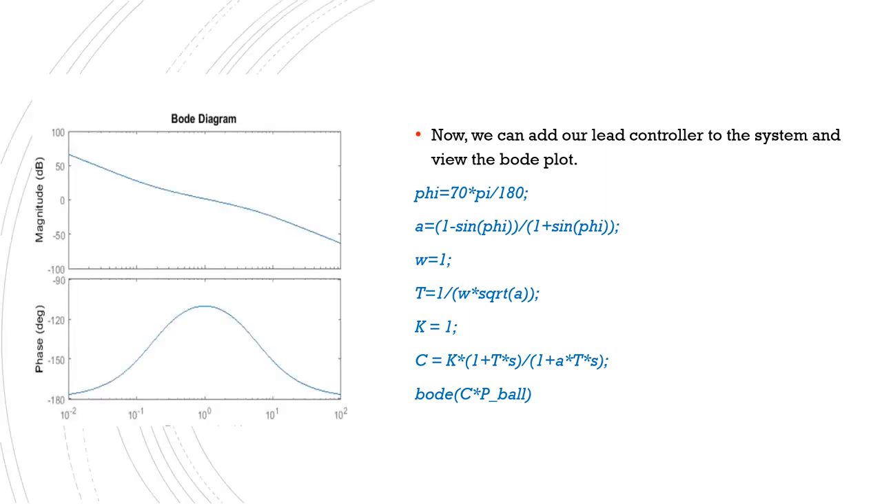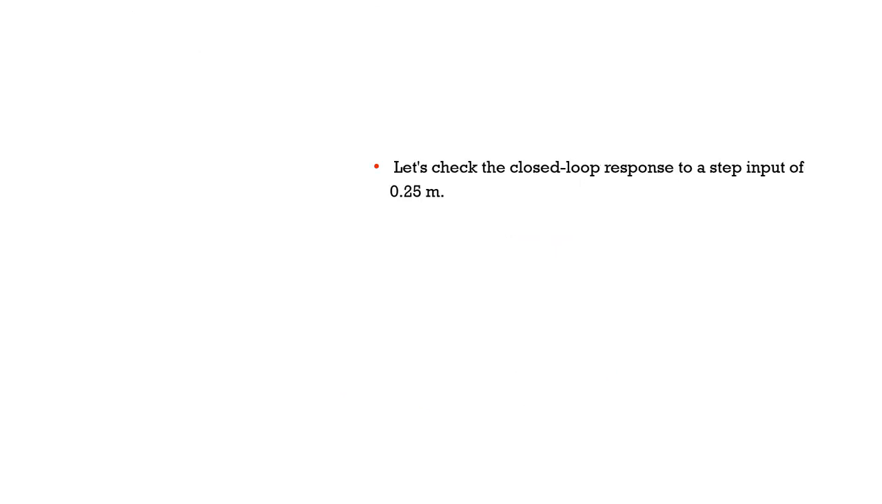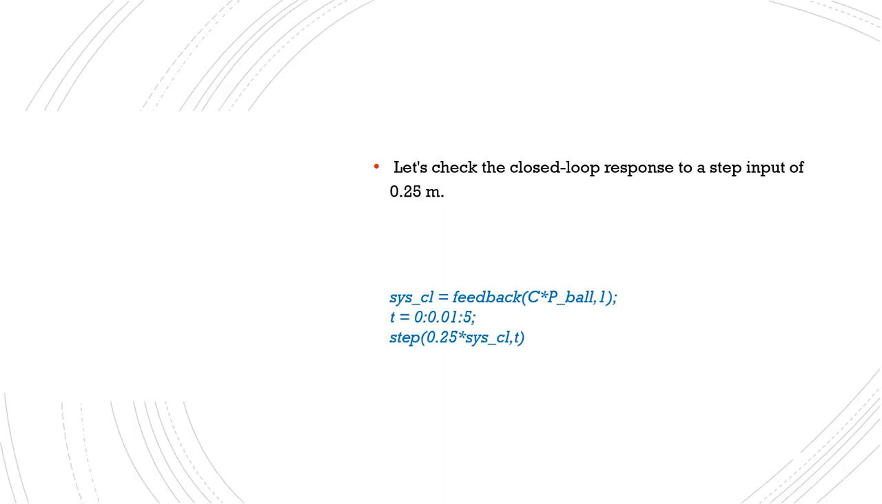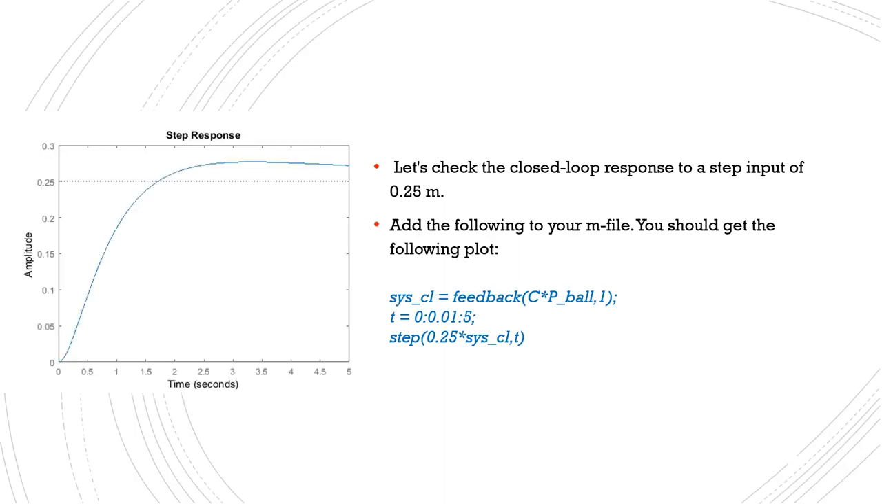This is the Bode diagram update. From this Bode diagram, we can see our phase margin is 70 degrees. Now we can check the closed loop response to a step input of 0.25. For that, we should add the following to our M file. We will get the following plot.